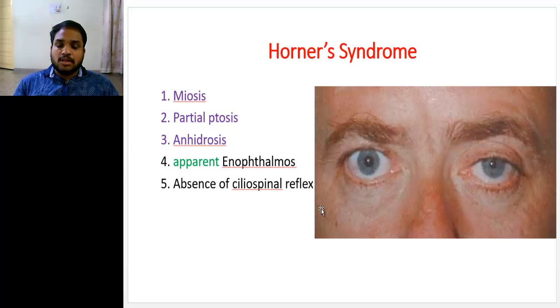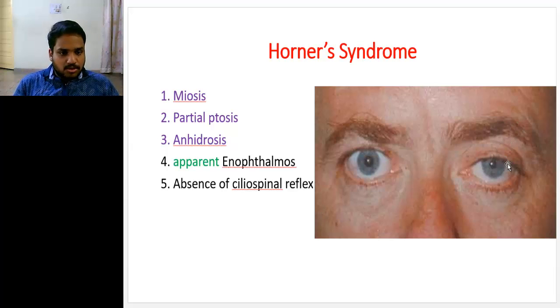Now there would be apparent enophthalmos. The enophthalmos is not real. What is enophthalmos? It is the posterior displacement of the eyeball, right? So the enophthalmos is just apparent. It is not real. Why is there apparent enophthalmos?